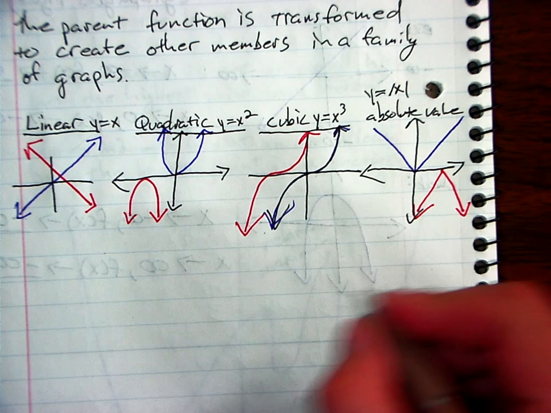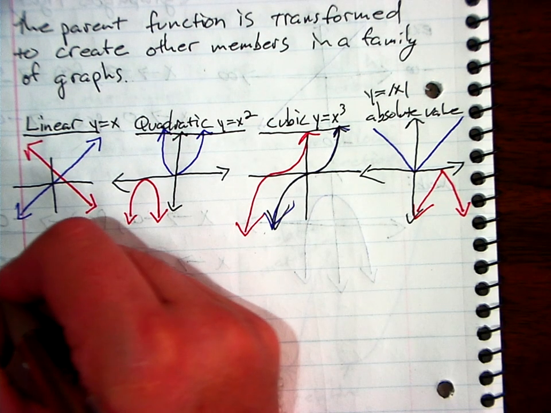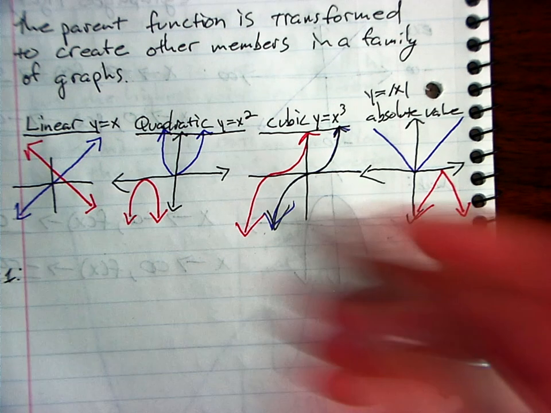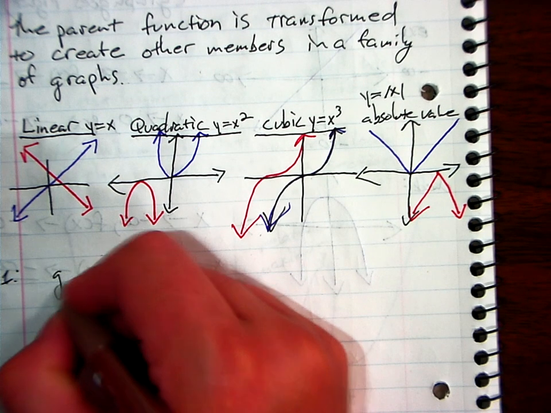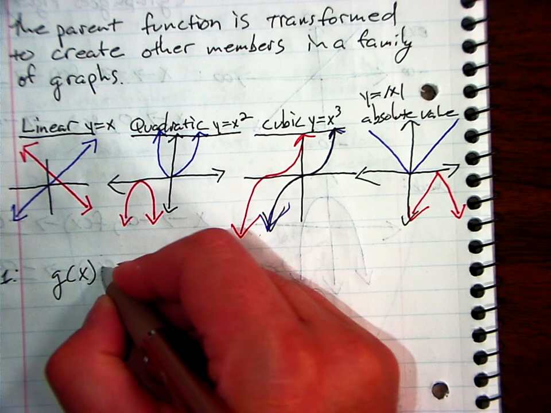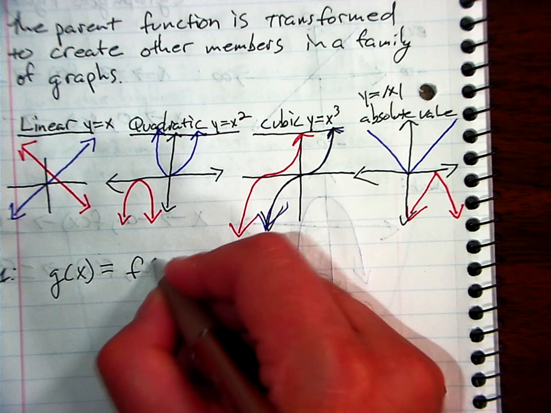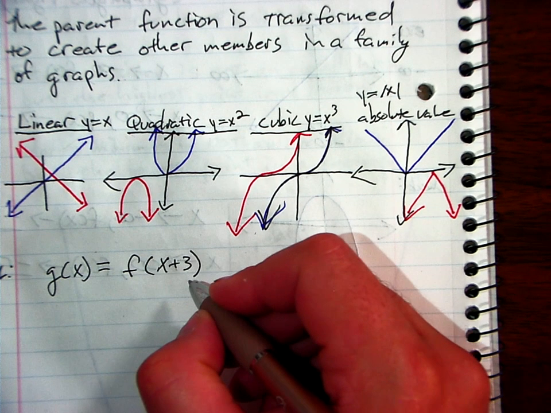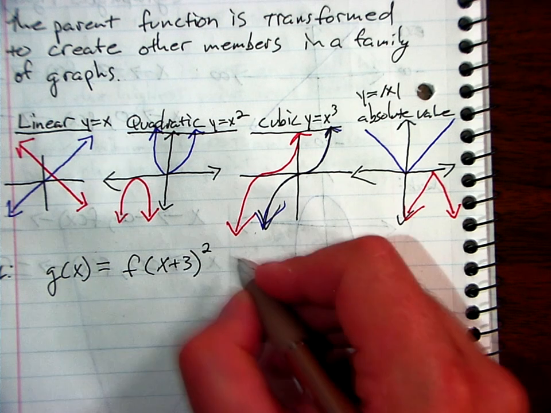All right, example 1. All right, so g of x equals the function x plus 3 squared minus 8.